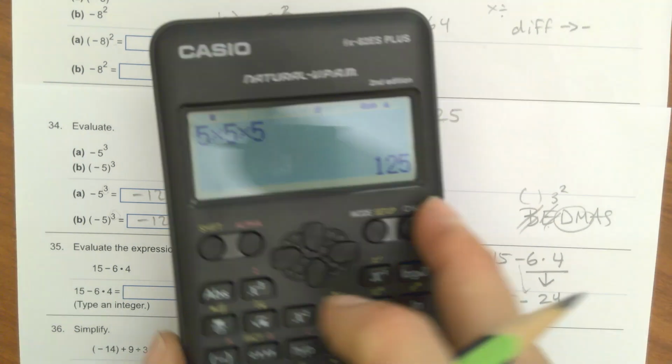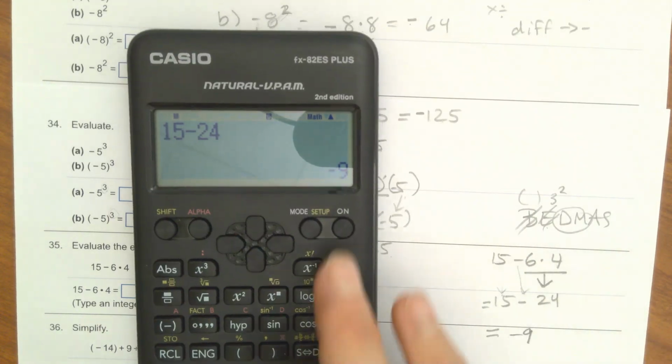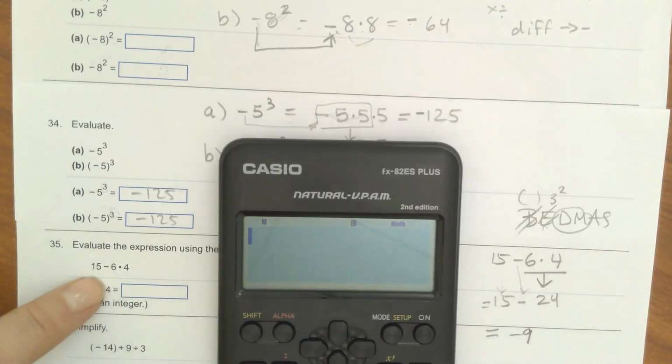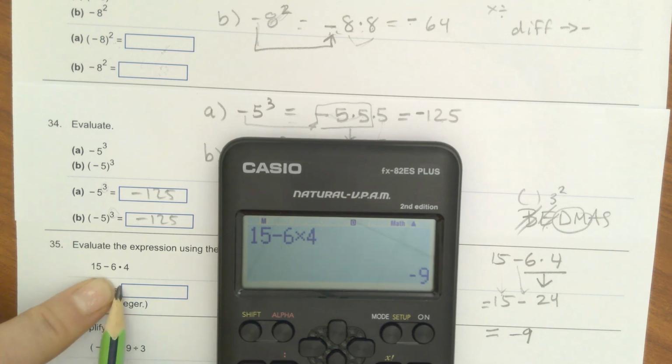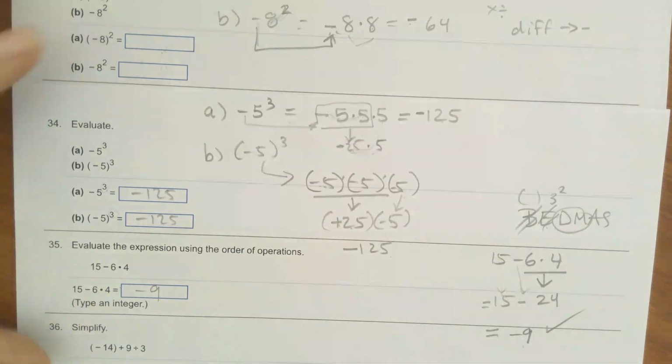We can just use our calculator for that. 15 subtract 24 is minus 9. Let's check on our calculators to make sure it's correct, because it's a test. You can check to make sure things are correct. Minus 9, minus 9. Good, we are correct. Next question.